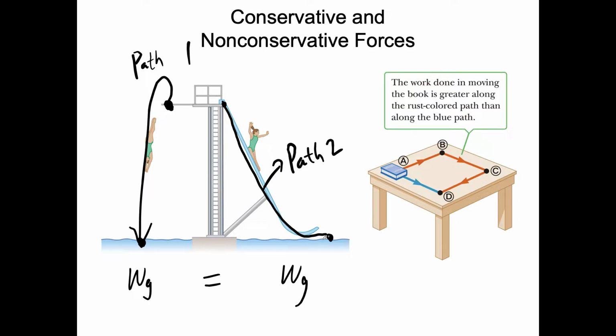Now let's look at friction. We can move the book from A to D directly. But we can also move the book from A to B, then to C, then to D. We call this one path 1. We call this one path 2. Now, for path 1 and path 2, the work done by friction is apparently going to be different. The work done by friction along different paths is different. So we'll call friction a non-conservative force.